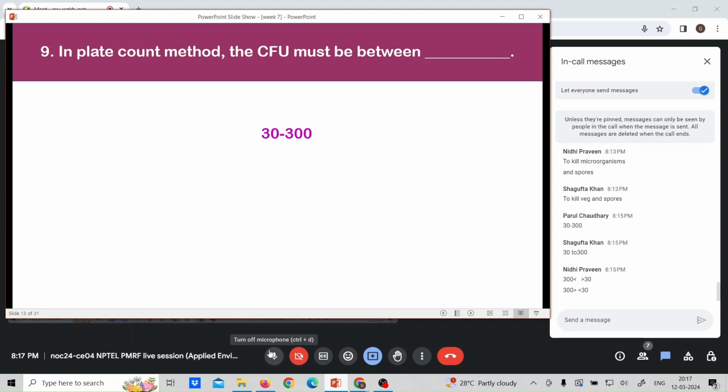As all of you have rightly mentioned, it's 30 to 300. It should not be less than 30, and it should not be more than 300, because if it's more than 300, it will be very tedious to count and you will obviously end up getting errors. And when it's very dilute, you cannot extrapolate it. So your dilution should be such that you plate it and get colonies between 30 and 300 CFU, and when you count the colonies, you can have a reliable result. All this you have to know when you work with microorganisms in the laboratory.